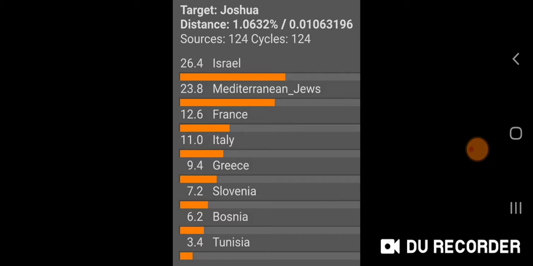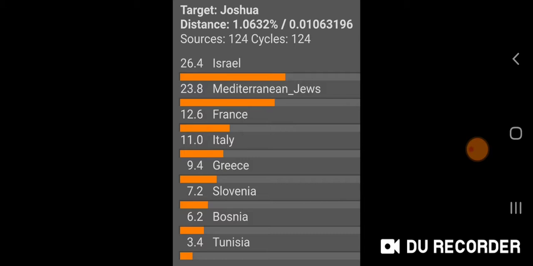So these are my aggregated and Monte calculator results. And as you can see, the top two populations are similar to scaled, although in the unscaled I get Israel at the top, 26.4, followed by Mediterranean Jews at 23.8. I get a high percentage of France, just like I did in the scaled. I get a little more Italy. Greece shows up, which did not show up in scaled. Slovenia shows up, which did not show up in scaled. I get less Bosnia, and I get 3.4 Tunisia. So I get a little bit more North African with the unscaled.